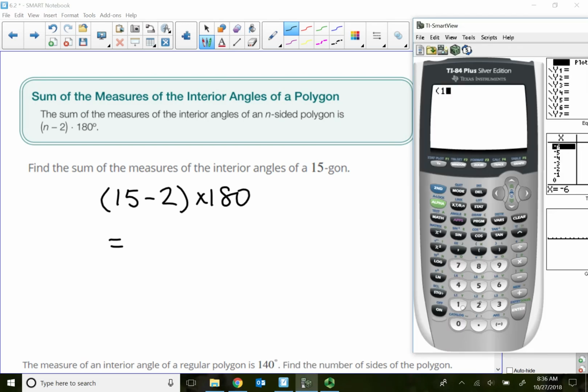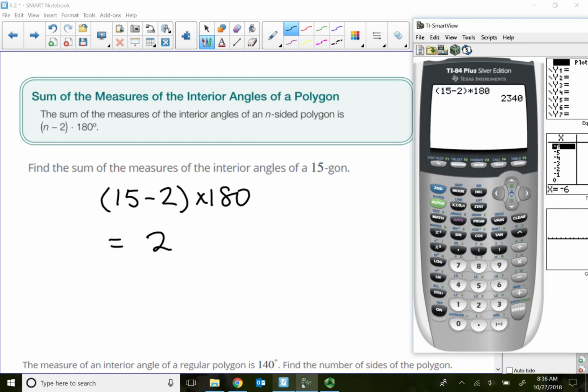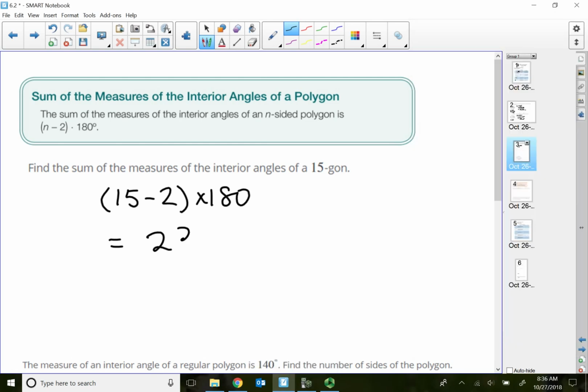So (15 minus 2) times 180. A 15-sided polygon has an interior angle sum of 2,340 degrees. Okay, so all 15 angles. 15-sided means 15 interior angles, and all 15 together is 2,340 degrees.